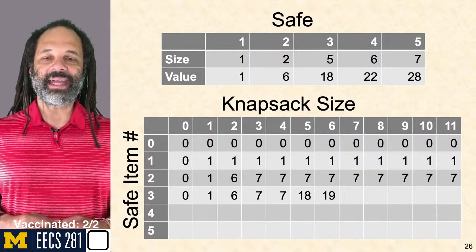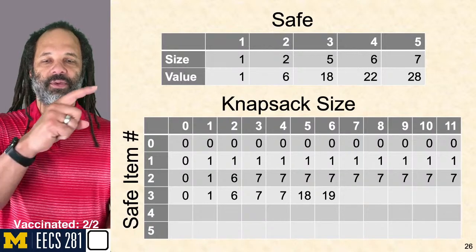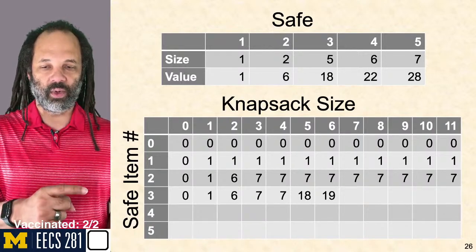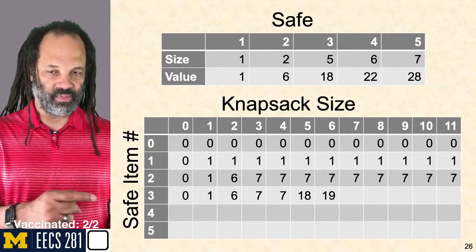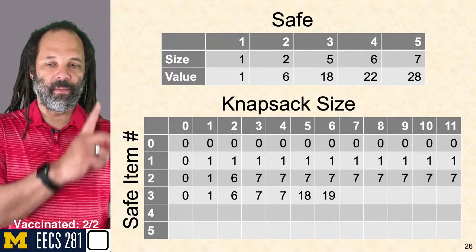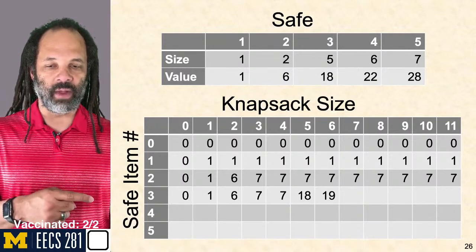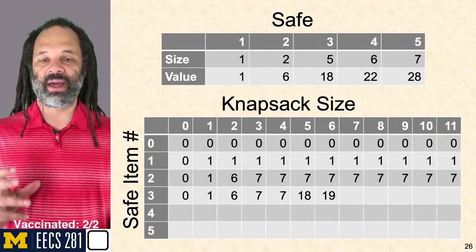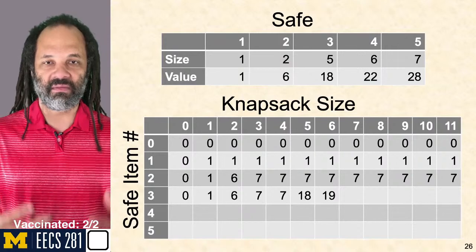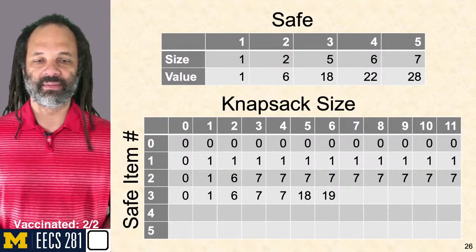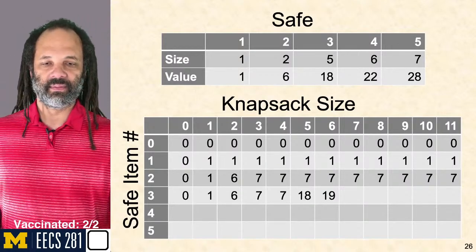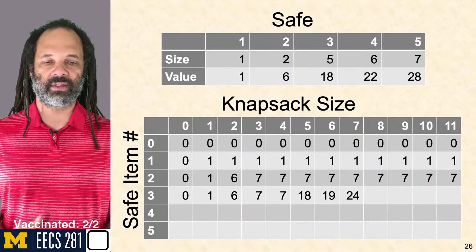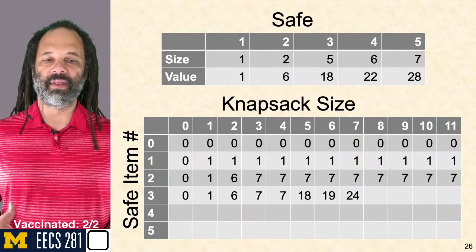We take the 18 of value from this number 3 item and we add it to this 3 item row bag 1 size. It's got the value 1 there. So that 1 plus the 18 is the 19. And if that 19 is better than just copying the 7 straight down, we take the 19. And that's what we've got. As we move across, we'll do some more of the same.